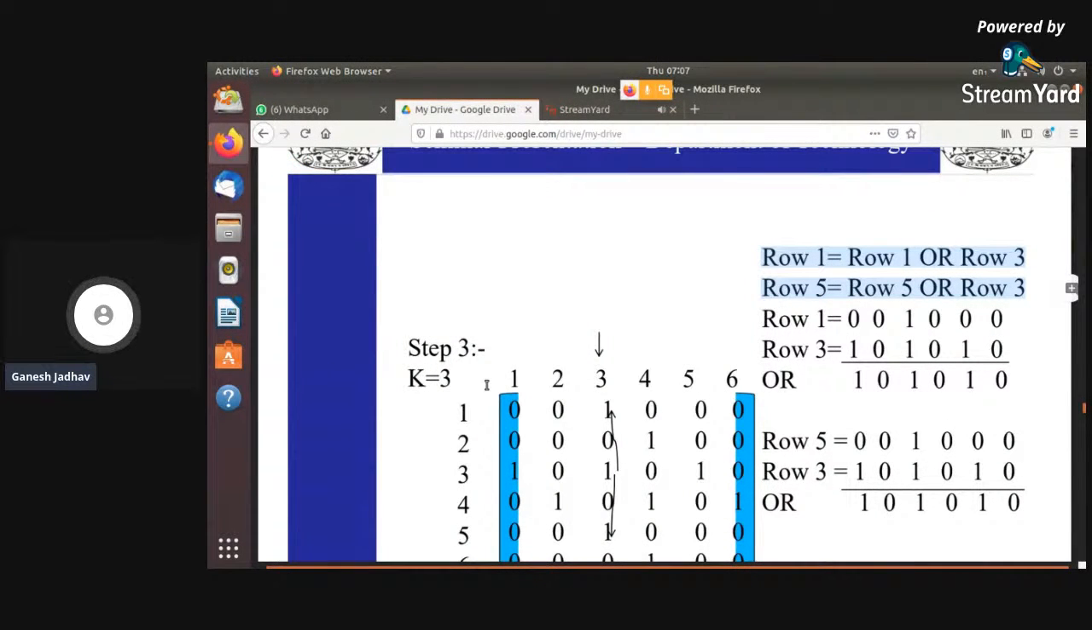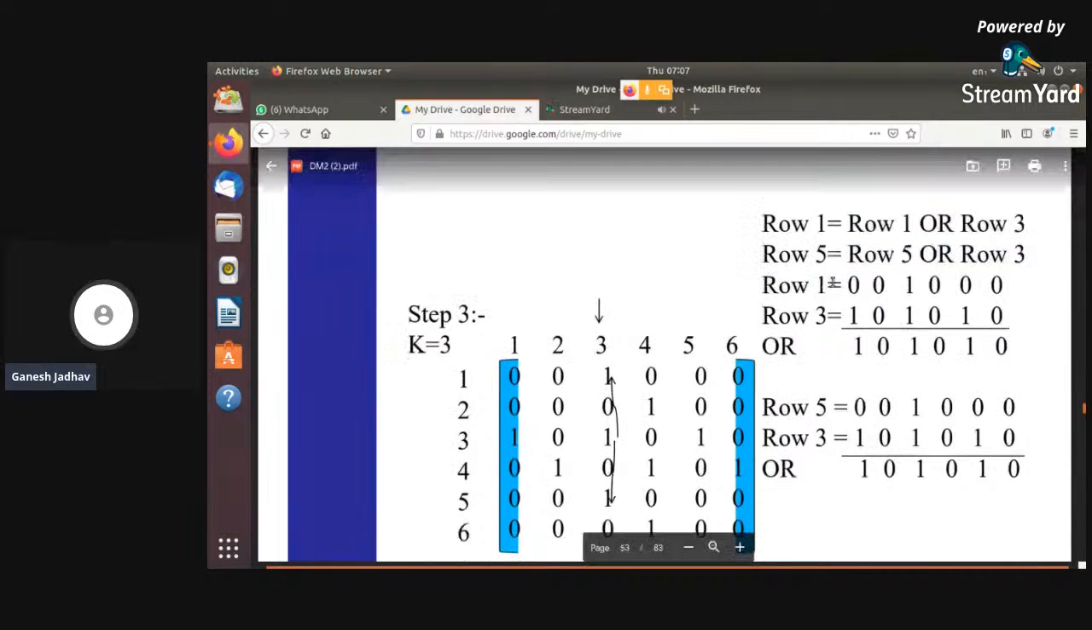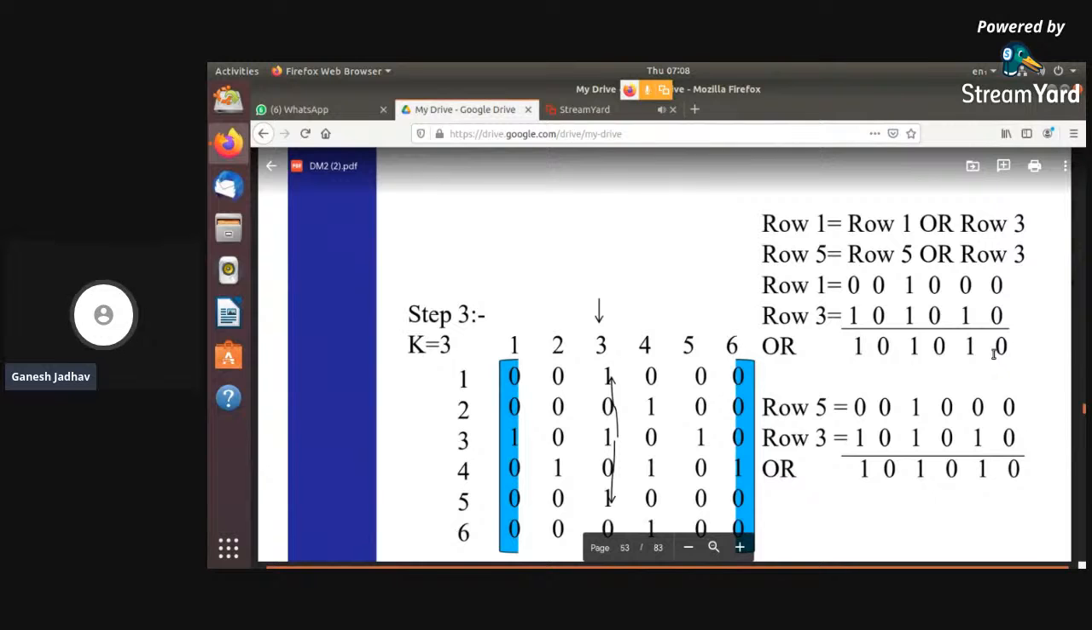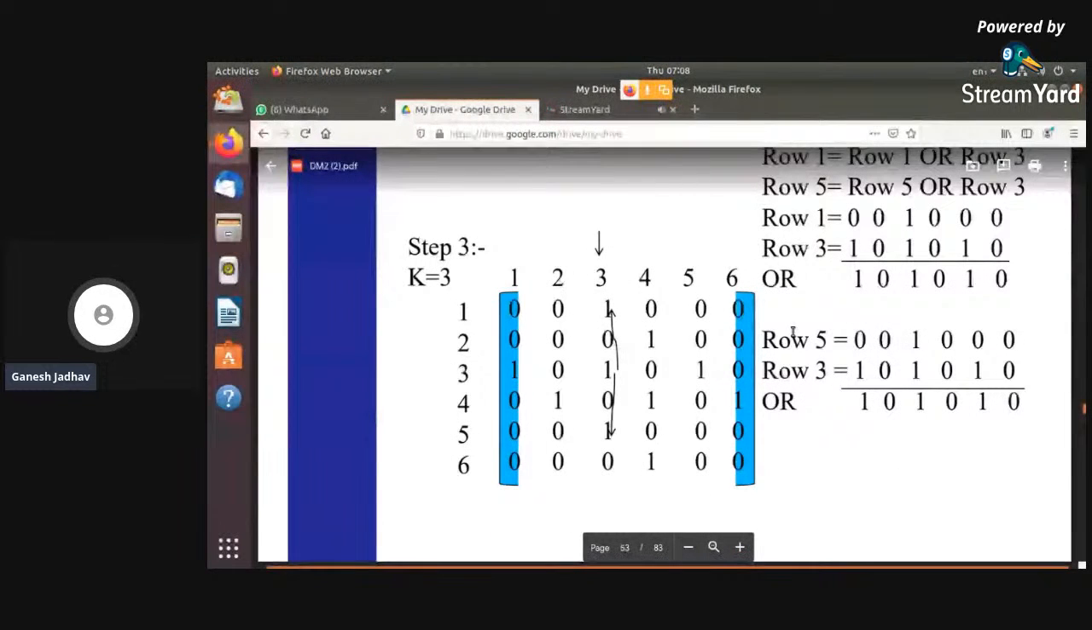Okay, so the modification in row 1. This is the operation between row 1 and row 3. So 0 or 1 is 1, 0 or 0 is 0, 1 or 1 is 1, 0 or 0 is 0, 0 or 1 is 1, and 0 or 0 is 0.